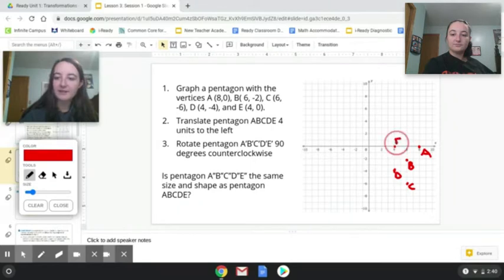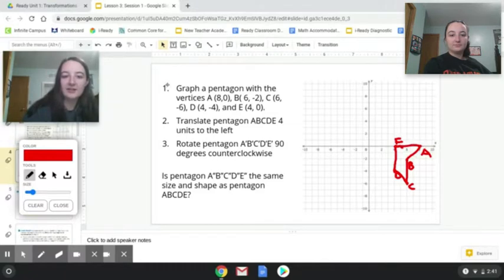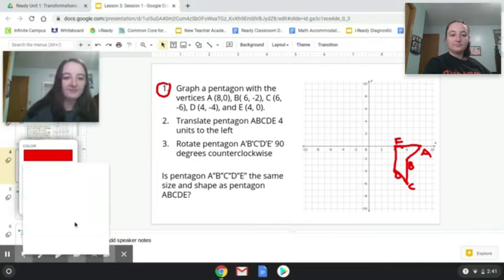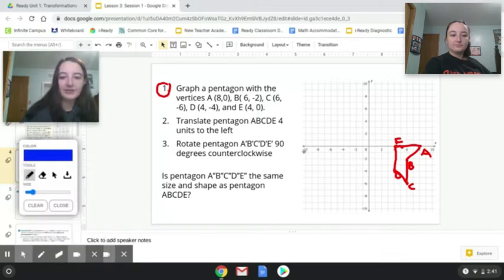And then we connect those dots in the order it says: A, B, C, D, E. So A to B, B to C, C to D, D to E, and back to A. So that is our original pentagon right here. The next part we need to do is translate it. So we translate it 4 units to the left.